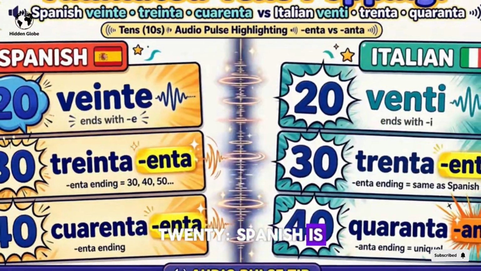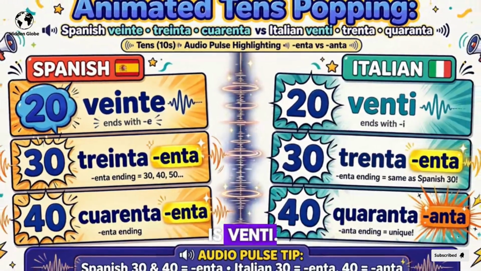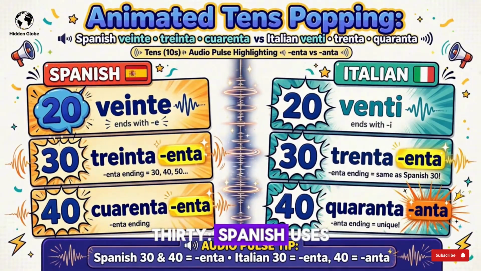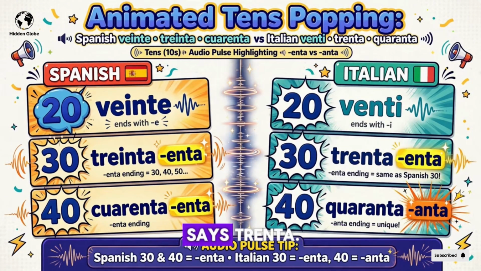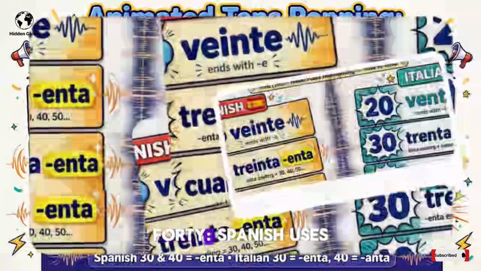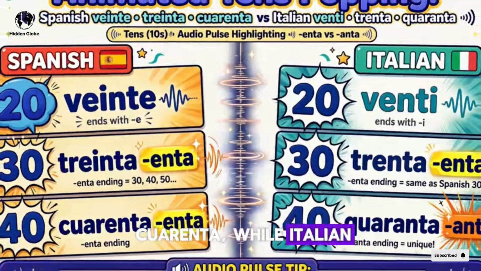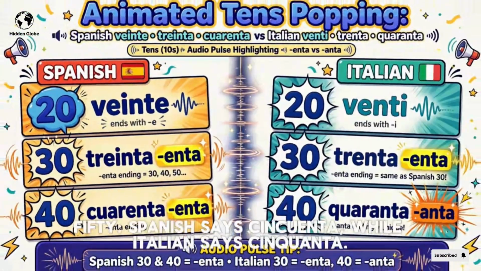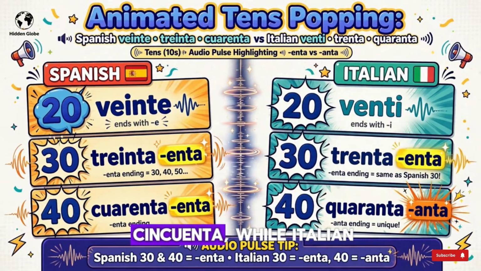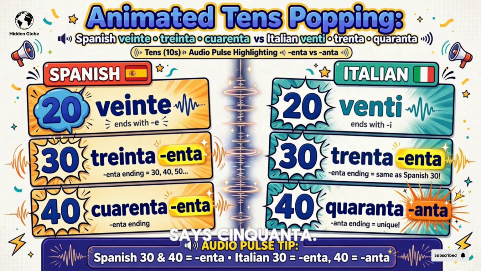20, Spanish is veinte, while Italian is venti. 30, Spanish uses treinta, while Italian says trenta. 40, Spanish uses cuarenta, while Italian uses quaranta. 50, Spanish says cincuenta, while Italian says cinquanta.